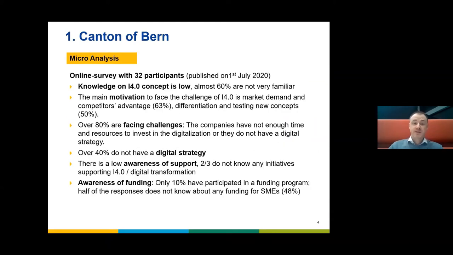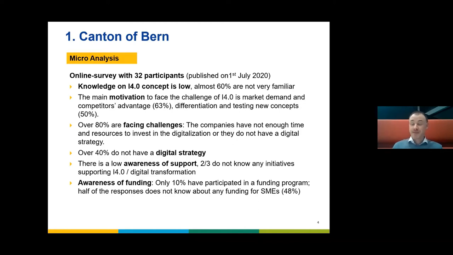We also did a microanalysis with an online survey and certain interviews that we performed with local companies, 32 participants. We were very surprised that many companies, almost 60%, were not very familiar with the concept of Industry 4.0. In this survey we also saw that the digitalization roadmap was not developed yet. The companies were not aware that there are initiatives and funding opportunities supporting them. So we really saw, okay, we could do better.